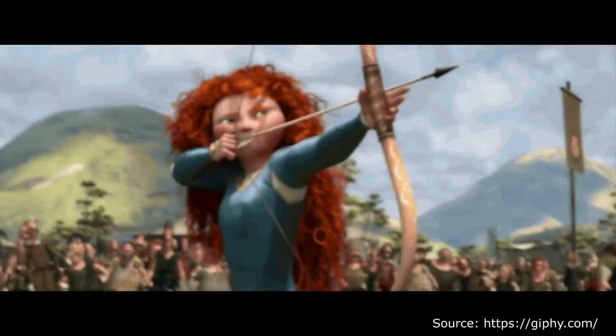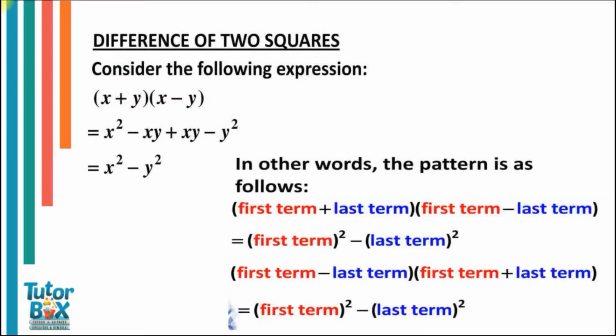On to the next section. Okay, guys, so we're doing difference of two squares, right? So consider the following expression. So we have x plus y and x minus y. So, okay, let me just explain this part first. So we have difference of two squares, right? So you know that a square is basically like something with the power of 2 at the top. So difference of two squares basically means you take one square, right, and then you subtract another square. Difference of two squares, right?